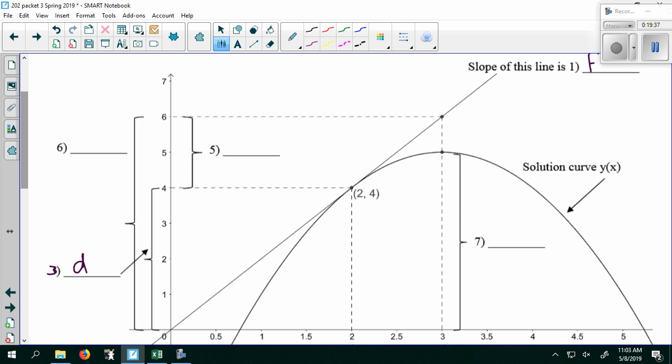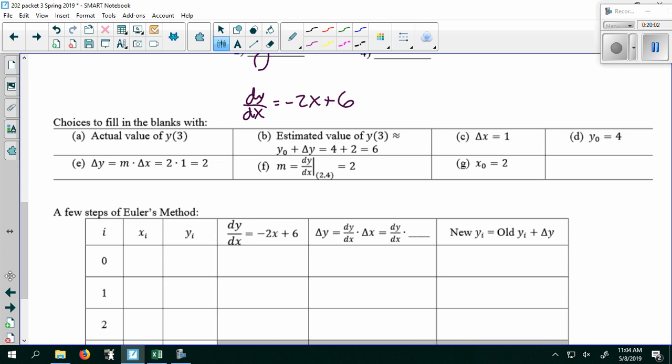Number 5. This is a change in the y value. From my initial condition of 4, we jumped up a bit. So this is my delta y, which is 2. Delta y is slope times delta x. Let's scroll down and look at that a little bit. Delta y, you can calculate by doing the slope of the tangent line times the change in x, right? Because delta y is always slope times delta x. So I knew the slope was 2, delta x is 1, so you do 2 times 1 and you get a jump of 2.